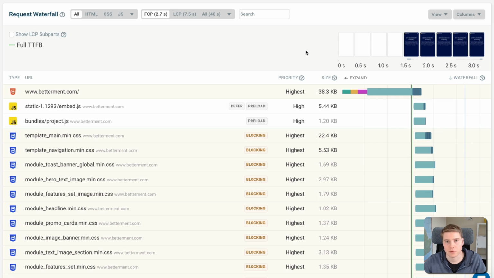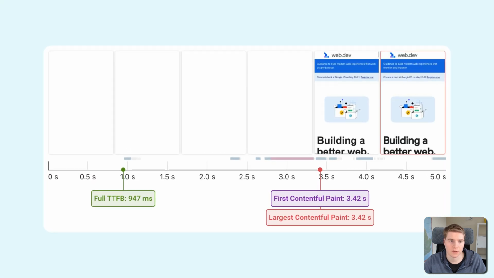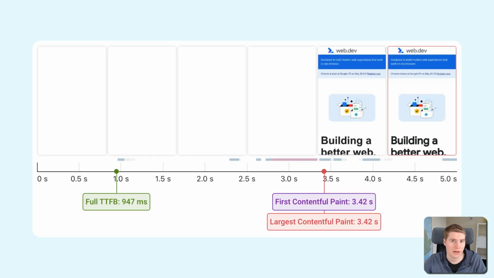TTFB is very important for the page load process, because the browser can't display any content until after the document has been loaded, and other potentially render blocking resources can also only be discovered once the HTML code has been loaded.